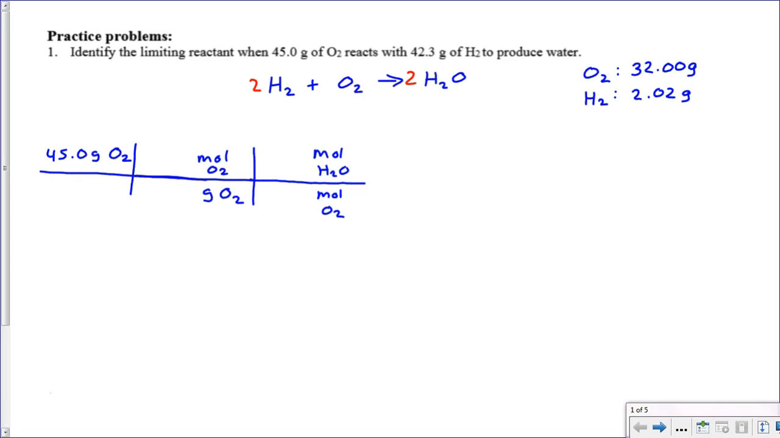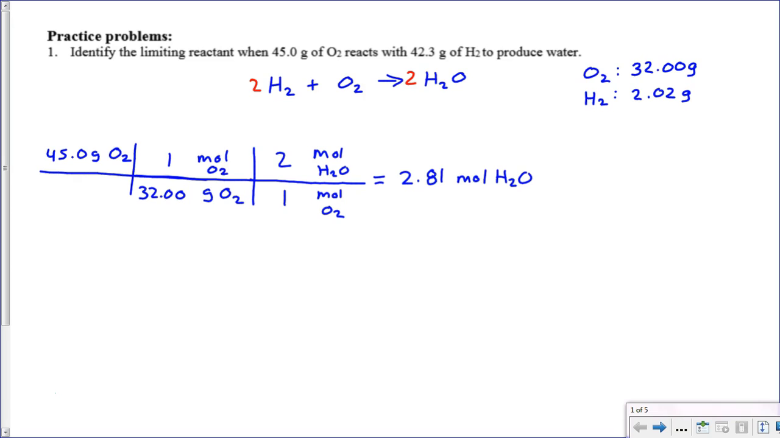That's 32.00 grams in 1 mole. And then to do mole to mole, we're looking at the coefficients here. The coefficient in the balanced chemical equation on oxygen is 1. The coefficient on water is 2, so it's a 2-to-1 ratio. And then we go through and we calculate that, round to the correct number of sig figs. You should get 2.81 moles of H2O produced. Okay, so what this says is we have enough oxygen to make 2.81 moles of H2O.